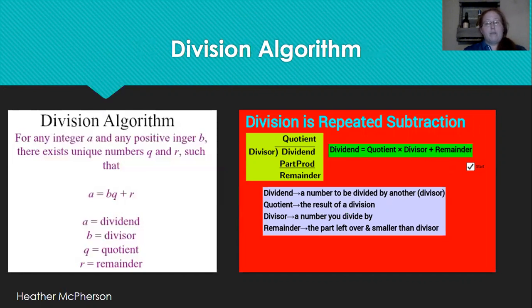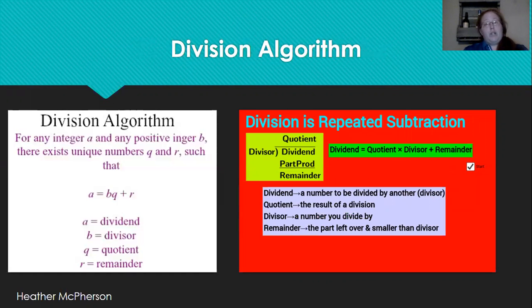A dividend is a number to be divided by another, and a divisor is the number you divide by. We've already gone over what quotient and remainder are, so we don't need to go back over those. But just remember, those are a few of the vocabulary words you might want to understand and know when it comes to division problems.